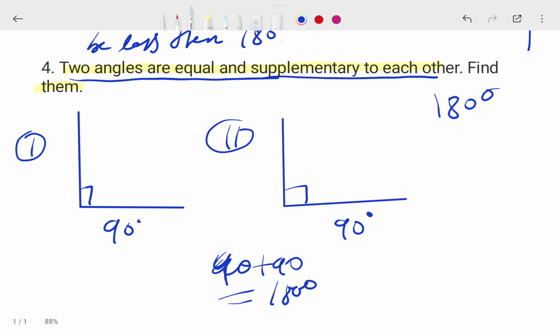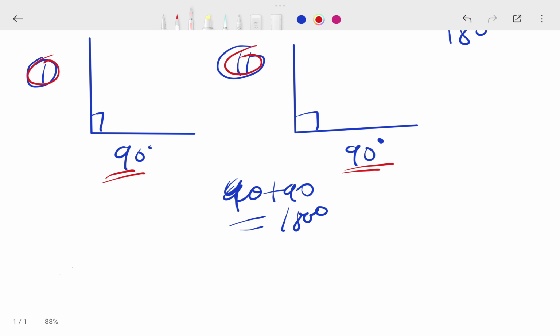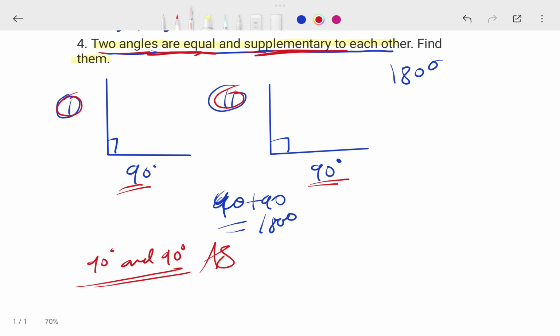How? What is it telling? We make two angles and they have to be equal. This is 90, this is also 90, both are equal. They should be supplementary, and it is supplementary: 90 plus 90 is 180. The supplementary angle sum is 180. So the answer is how much? The two angles are 90 and 90 degrees. So this is your answer.